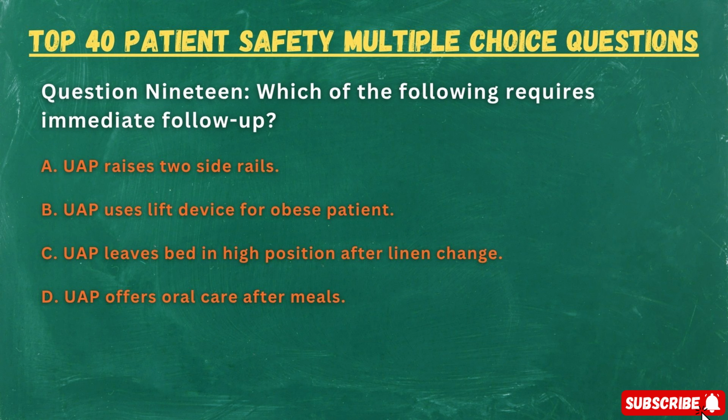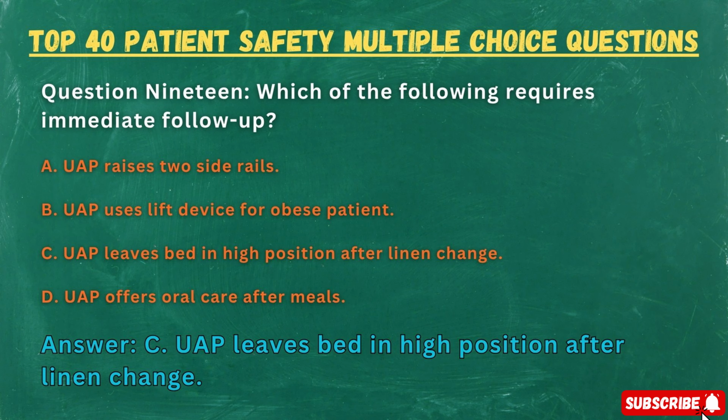Question 19. Which of the following requires immediate follow-up? A. UAP raises 2 side rails. B. UAP uses lift device for obese patient. C. UAP leaves bed in high position after linen change. D. UAP offers oral care after meals. Answer: C. UAP leaves bed in high position after linen change.